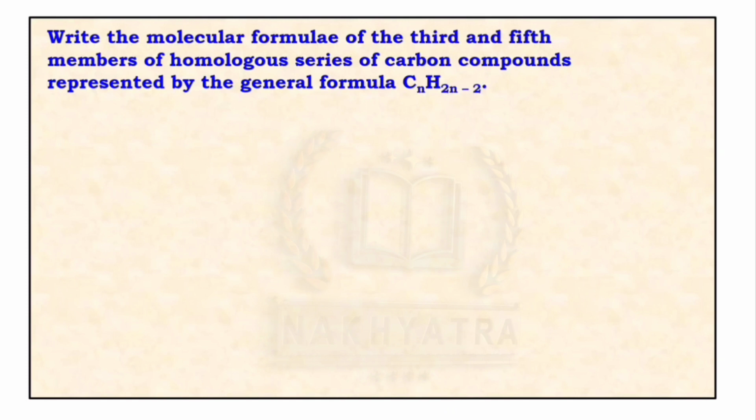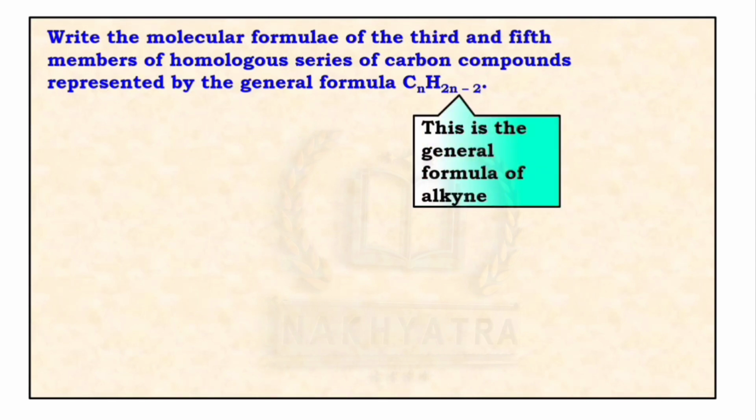Now write the molecular formula of the third and fifth members of the homologous series of carbon compounds represented by the general formula CnH2n-2. Okay, now this is the general formula of alkyne, right?